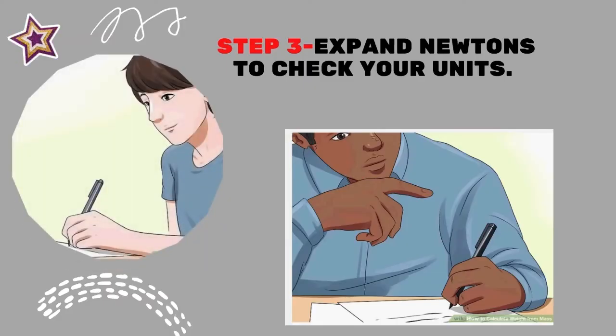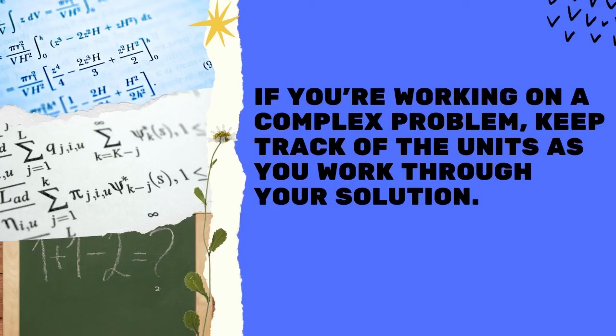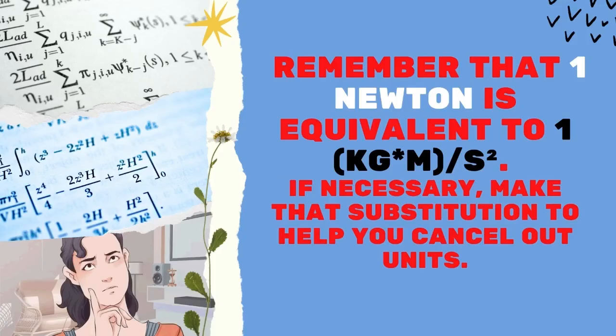Step 3: Expand newtons to check your units. If you're working on a complex problem, keep track of the units as you work through your solution. Remember that 1 newton is equivalent to 1 kg*m/s². If necessary, make that substitution to help you cancel out units.